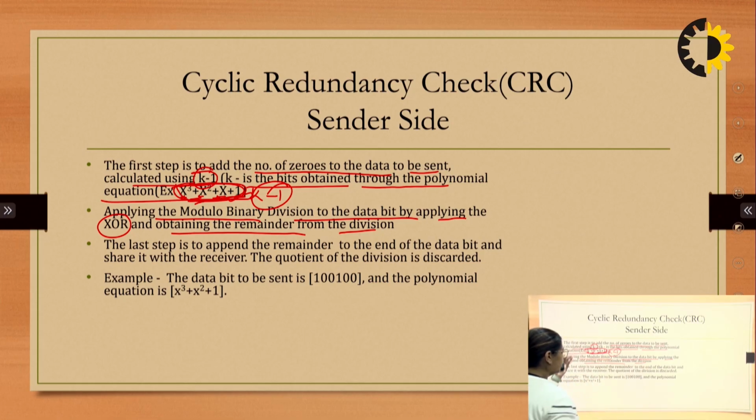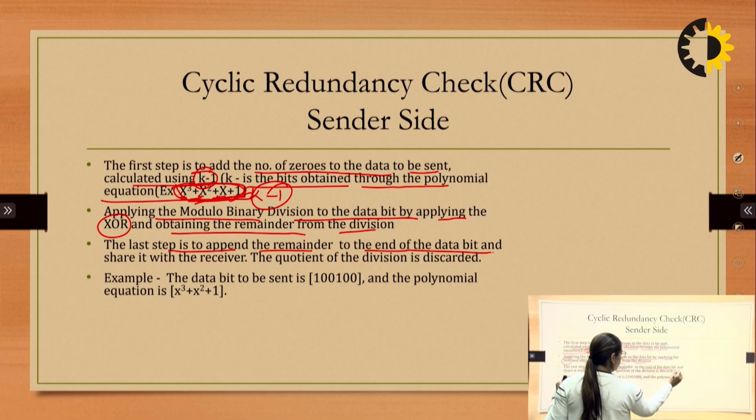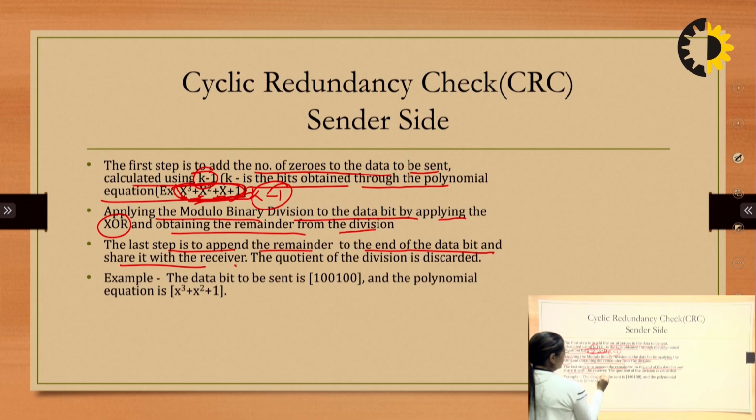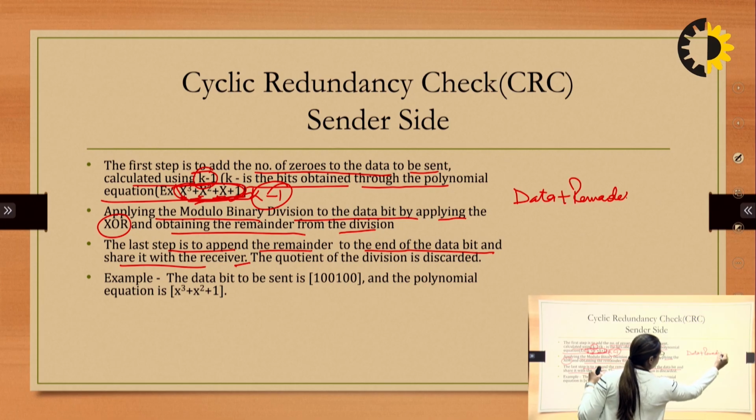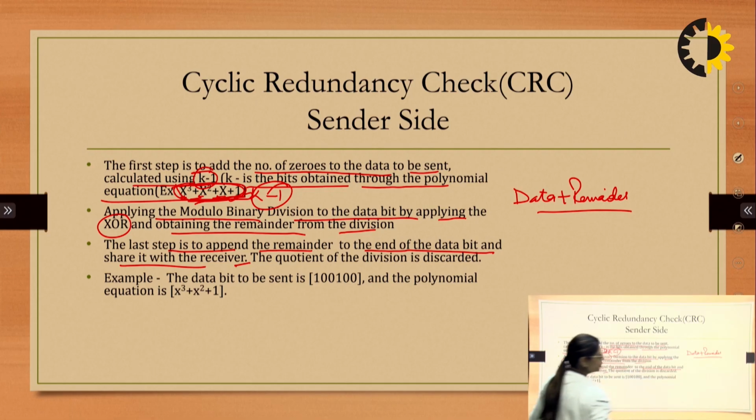Right? And whatever the remainder is being achieved by the division, that will be added to the number of bits, and that will make the entire data that is to be sent to the receiver. The last step is to append the remainder to the end of the data bit and share it with the receiver. So the receiver will receive the data plus the remainder of the division, right? This is the data which the receiver will be receiving.